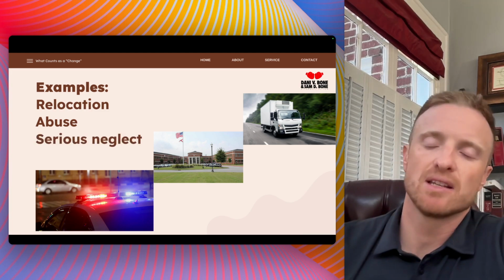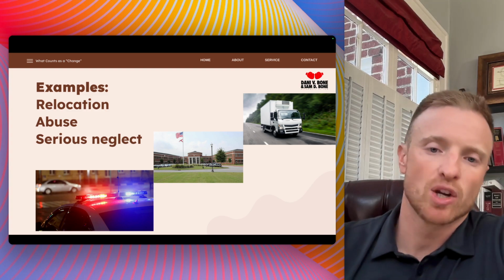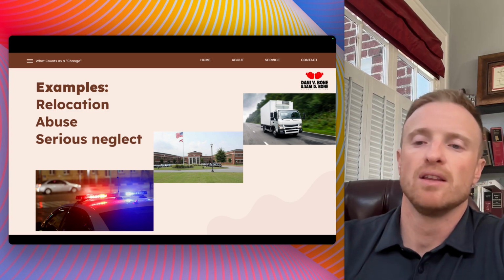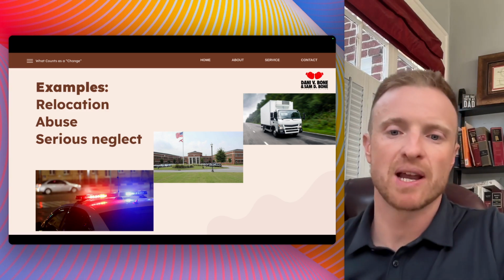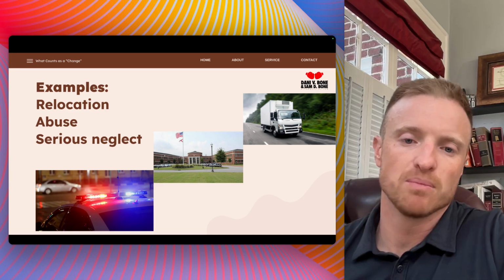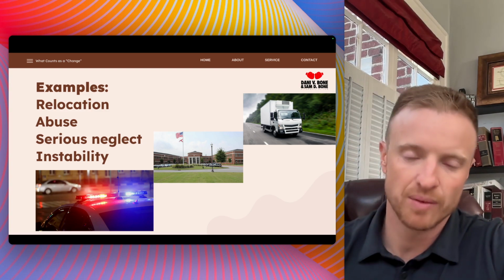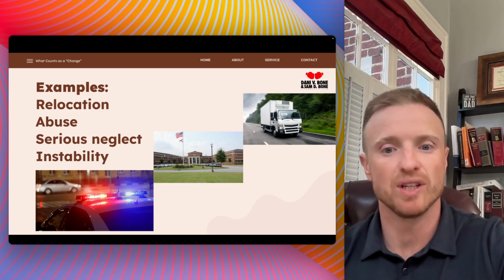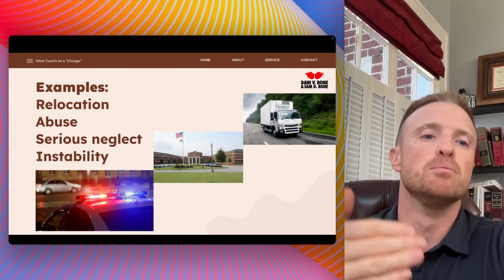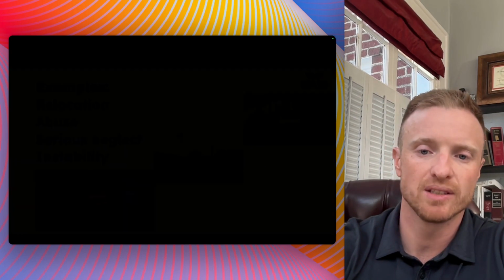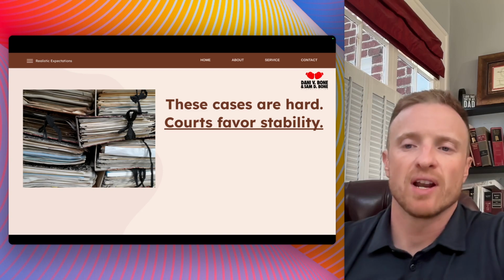Next, serious neglect, such as serious medical issues and they need to go see a specialist and the parent doesn't take them to see the specialist. As a result, there's serious medical issues. Instability. If mom is moving from boyfriend to boyfriend to boyfriend, moving, not just having different boyfriends, but moving from boyfriend to boyfriend. These are some of the classic ways to show that. And the reason is the courts favor stability.